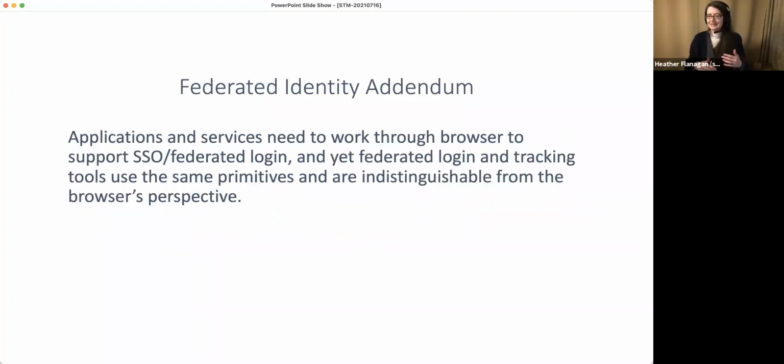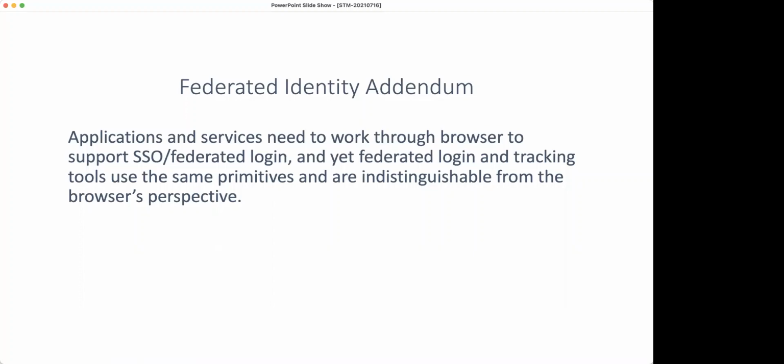Because there's an addendum to this, and this one doesn't have consensus, but it is what brings us here today. And that is that applications and services that need to work through a browser for single sign-on, for federated authentication, are indistinguishable from the browser's perspective from trackers. This is an issue.